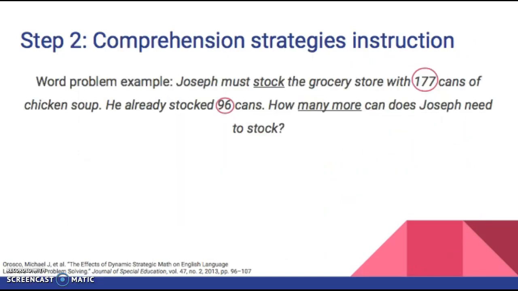Step 2 is comprehension strategies instruction. So here the teacher models a word problem and creates a cue sheet. So as you can see here, the numbers are circled, our vocab word stock is underlined, how many more is kind of another key word in this word problem.